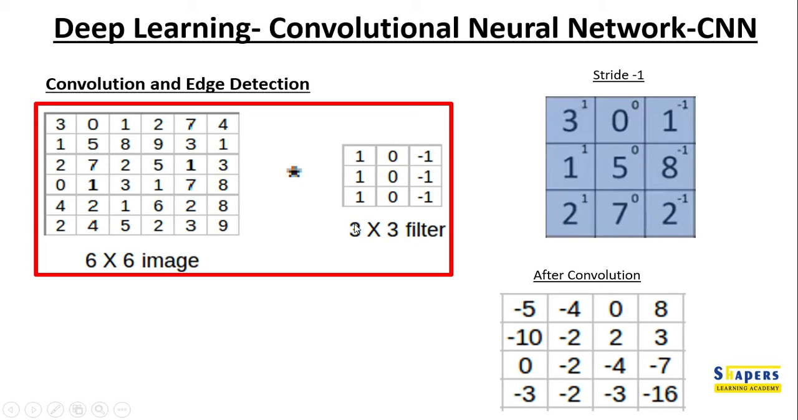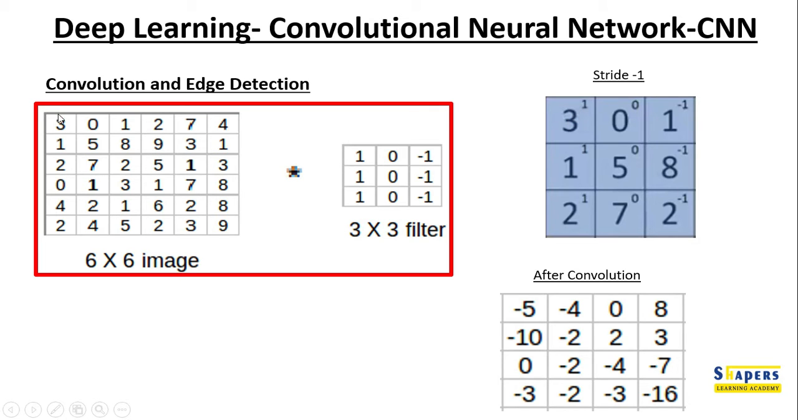The convolution takes place in a way something like this. Here our filter gets superimposed on the first section of 3 cross 3 out of the 6 cross 6 matrix. Picture placing this 3 cross 3 matrix over here. Once placed, you get the values something like this. You are supposed to multiply and then add the values.